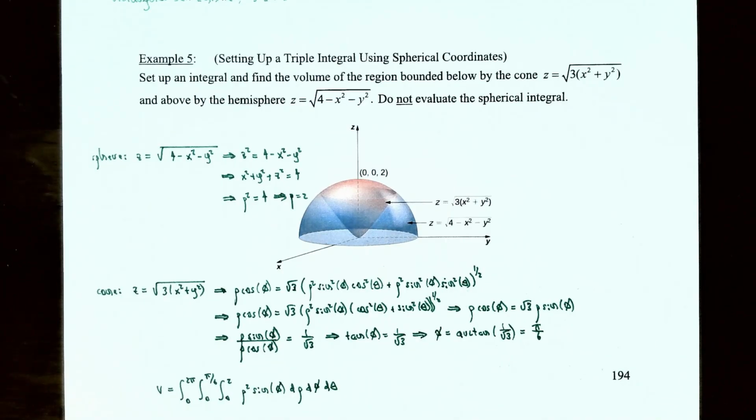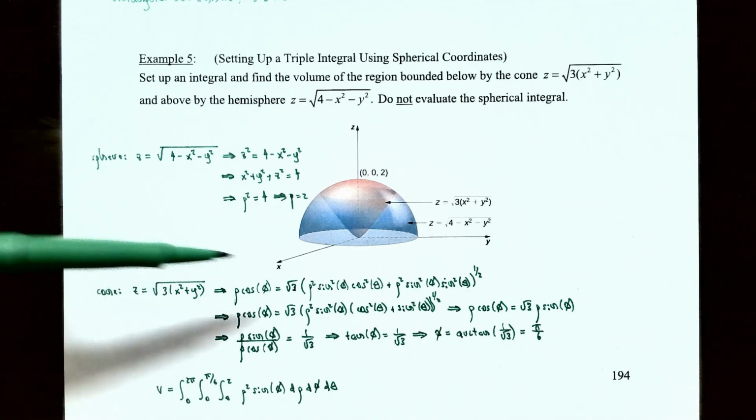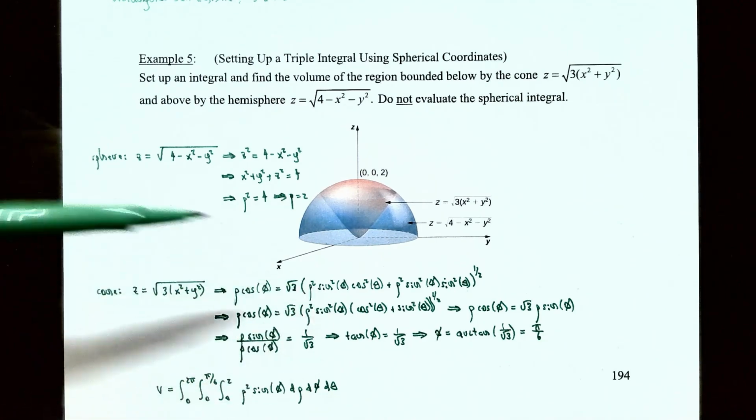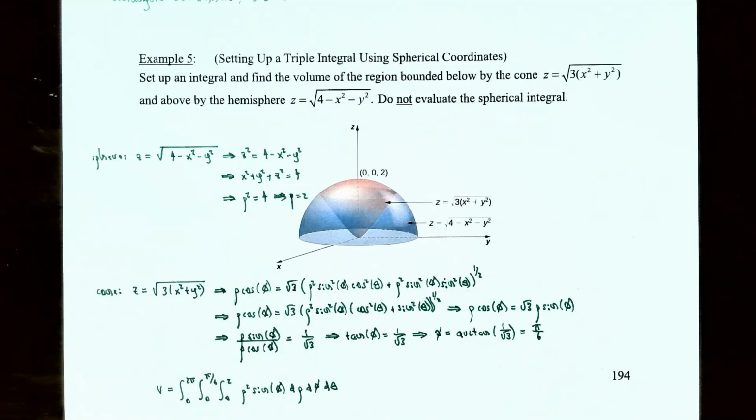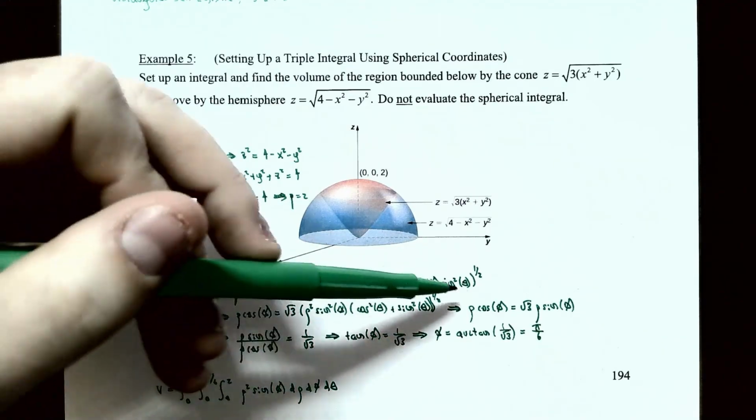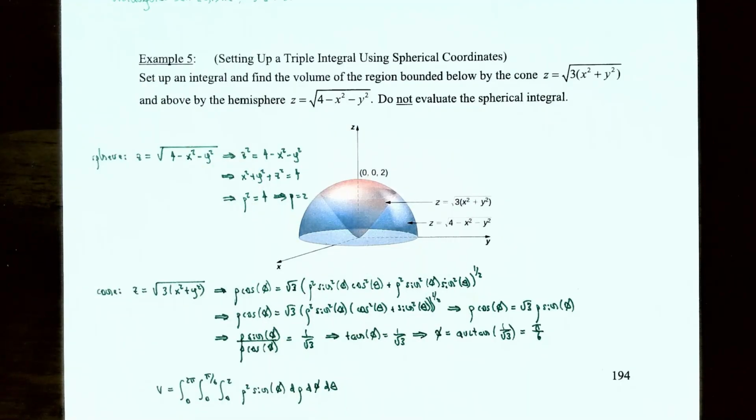And then the cone, which was the equation z equals square root of 3 times the quantity x squared plus y squared, we're going to convert the cone to be an equation in terms of spherical coordinates. So z becomes rho times cosine phi, and then the right side of the equation will become square root of 3, and then square root of x squared plus y squared. I'm going to rewrite this so you have a 1/2 power on the outside. The x squared becomes rho squared sine squared phi times cosine squared theta, plus the y squared becomes rho squared sine squared phi times sine squared theta. That's all inside a square root, or raised to the 1/2 power.